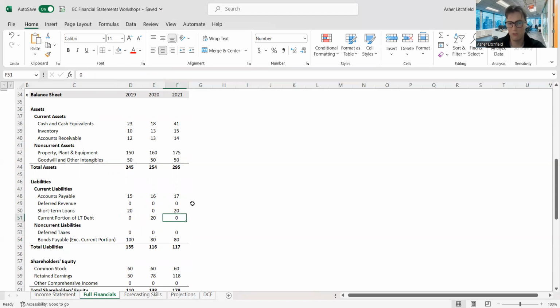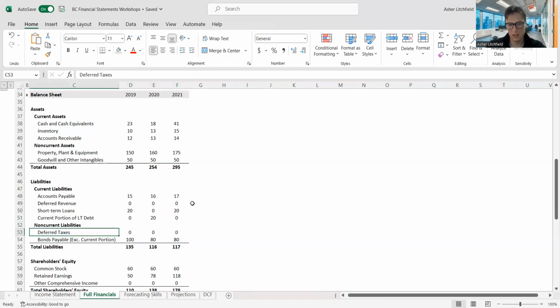And the company pays it off in this year. So you can see in the next year, there's still $80 of long-term, but there's none due in 2021. So hopefully you see how that dynamic works. And obviously you don't want to have lots of debt that's due in the short term because you might not have enough cash to pay for it.